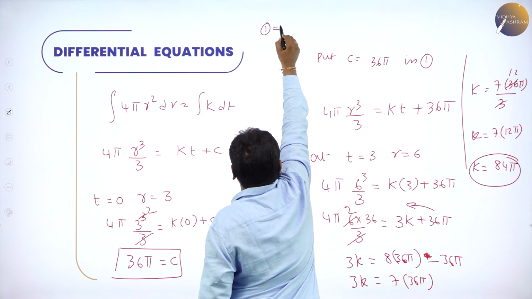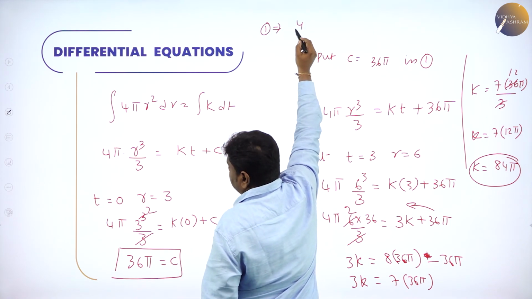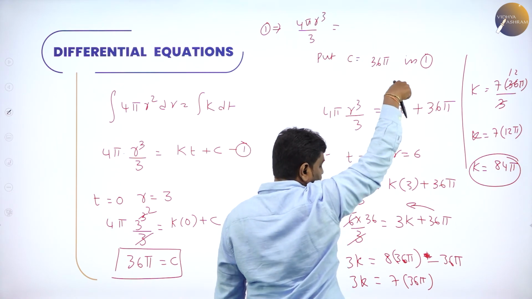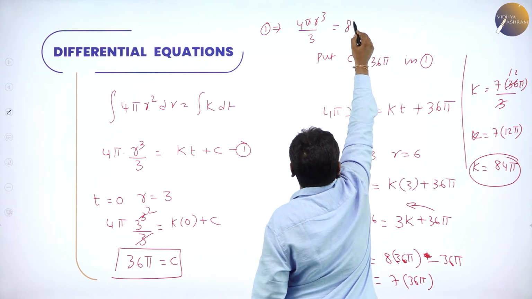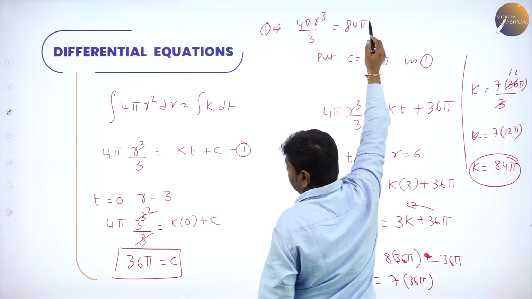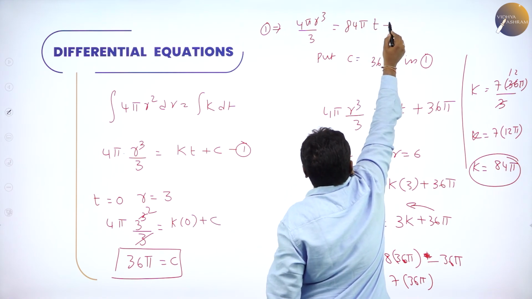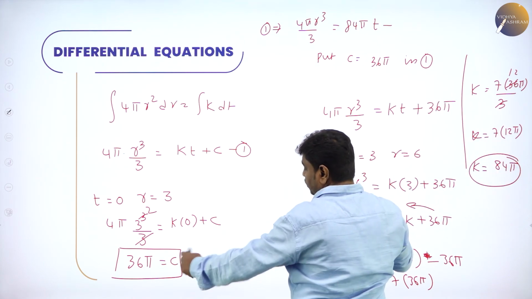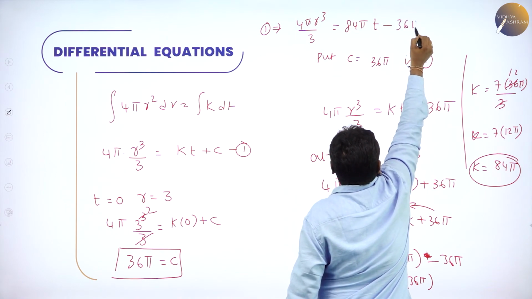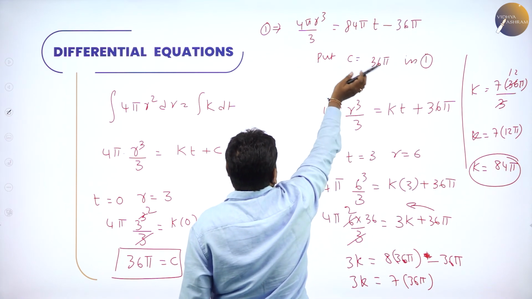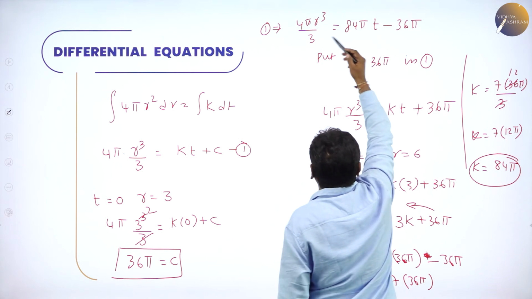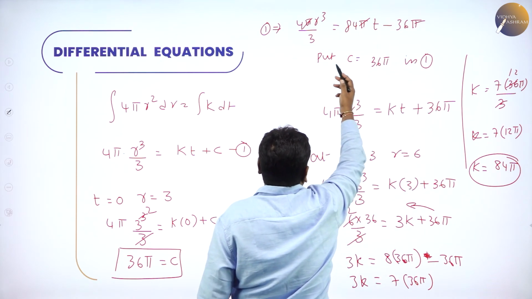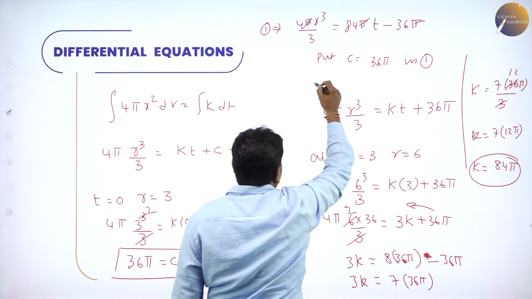So now equation 1 implies, what is equation 1? 4 pi r cube by 3 is equal to K you got, what is K you got? 84 pi t plus C. What is the C value you got? C value is, we got C value here, 36 pi. Now all are divisible by pi, so divide by pi on both sides. If you divide by pi on both sides, pi cancels. Further simplification, you will get the value. Finally, we can simplify this.